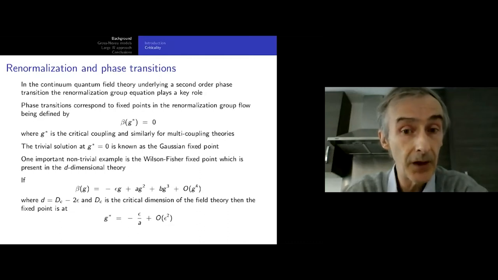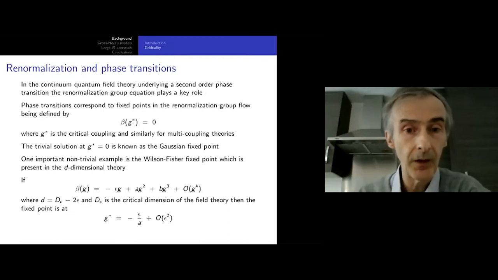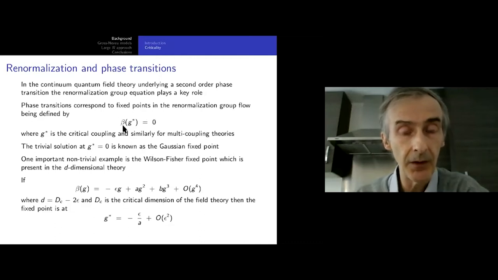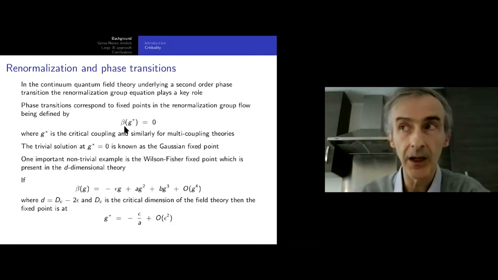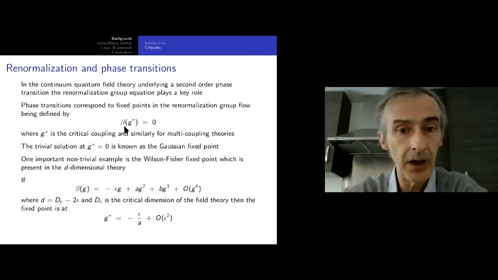So fixed points are defined by those coupling constants which satisfy beta of g equals naught. So this equation here, if you can see my mouse, the solutions to this define the fixed points. Now, I've typically given a one coupling theory, but you can have a vector of beta functions with a set of coupling constants. Every beta function vanishes, and the set of points where all the beta functions vanish defines the fixed points. So it's true for multi-coupling theories as well.